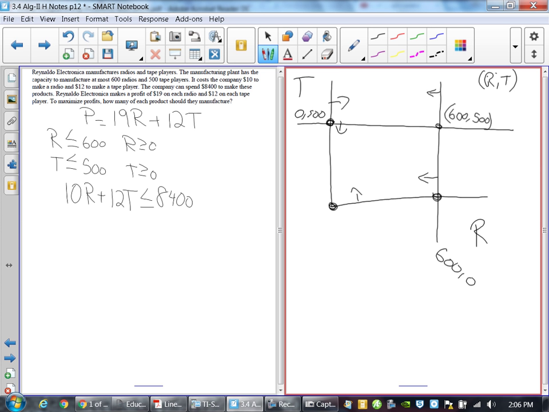So when I place in that 10R plus 12T, we do the cover and solve method again. To get the T intercept, I take 8,400 and divide it by 12. I believe that is 700. So I know it's at 700. And I do the same thing here, and it's at 840. Let's place it out here.